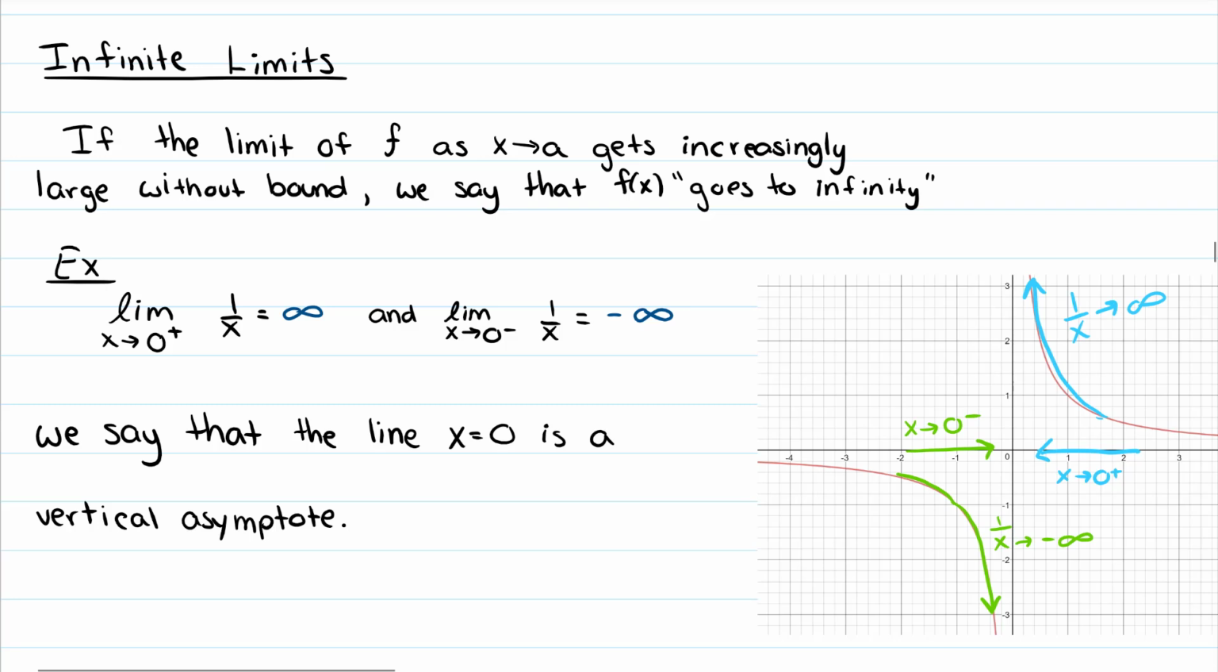However, a right-hand limit or a left-hand limit can. So if the limit of f as x approaches a gets increasingly large without bound, we say that f of x goes to infinity. An example of this is the graph of 1 over x. In the graph of 1 over x, we see that as we approach 0 from the right, the y value goes to infinity. As we approach 0 from the left, the y value goes to negative infinity. We say that the line x equals 0 is a vertical asymptote. We say this because there is no y value that x actually equates to when x equals 0.